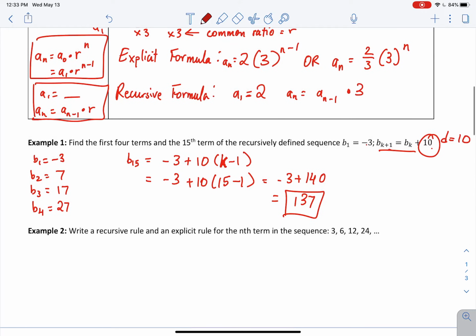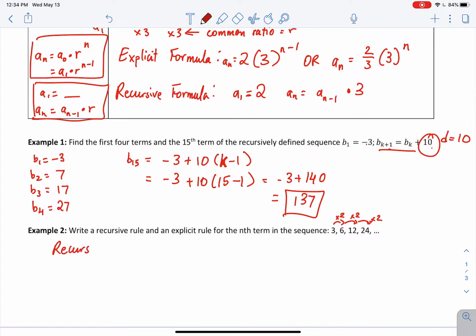Next one, I have a sequence given to me: 3, 6, 12, 24. So looking at this, I can see it's multiplied by 2 every time, which means it's a geometric sequence. I can write both explicit and recursive rules. So let's do the recursive rule. So for recursion, I start with my first term, which is 3. And then to get any term after that, I need to multiply it by 2.